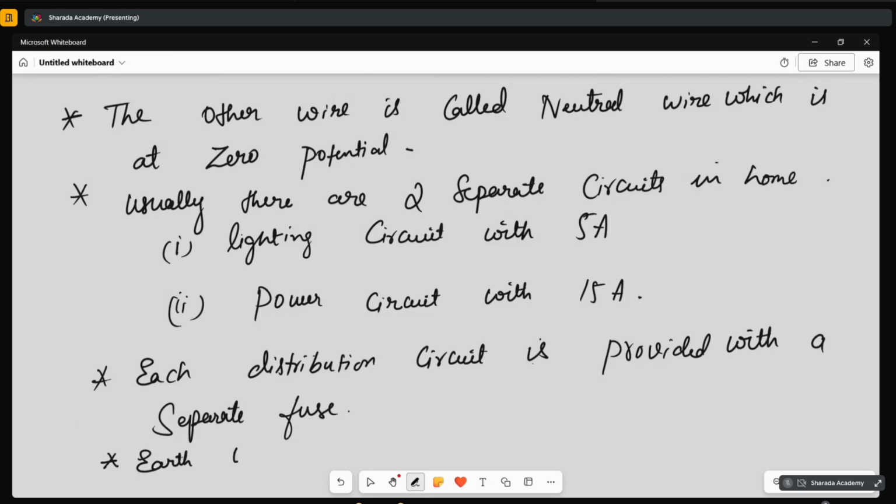Write down earth wire. Earth wire is used to avoid risk of electrical shock.